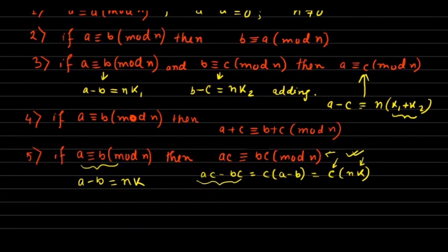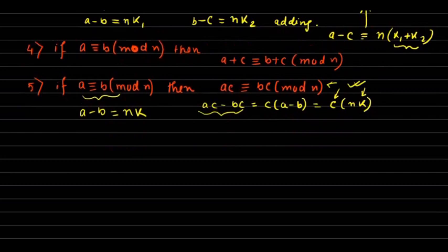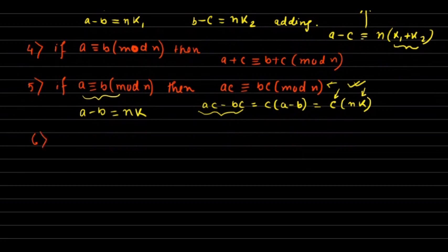Now coming to the last property, which is very, very important. Property number 6: if a is congruent to b mod n, then a to the power k is also congruent to b to the power k mod n. Okay, let's prove it.